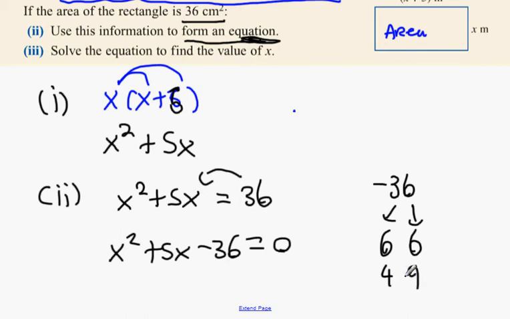You just count upwards, is that right? Now, what are you looking to get in the middle, Andrew? Plus 5. So which one needs to be minus and which one needs to be plus? Minus 4 plus 9. Put minus 4 plus 9, that's excellent, well done. X minus 4, x plus 9 equals 0.